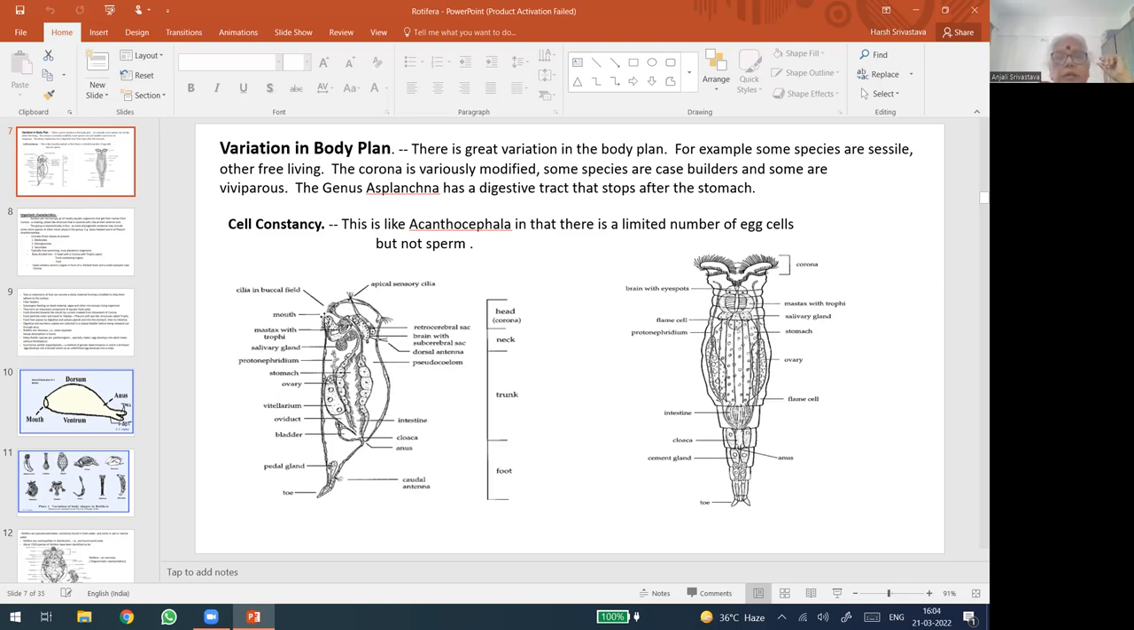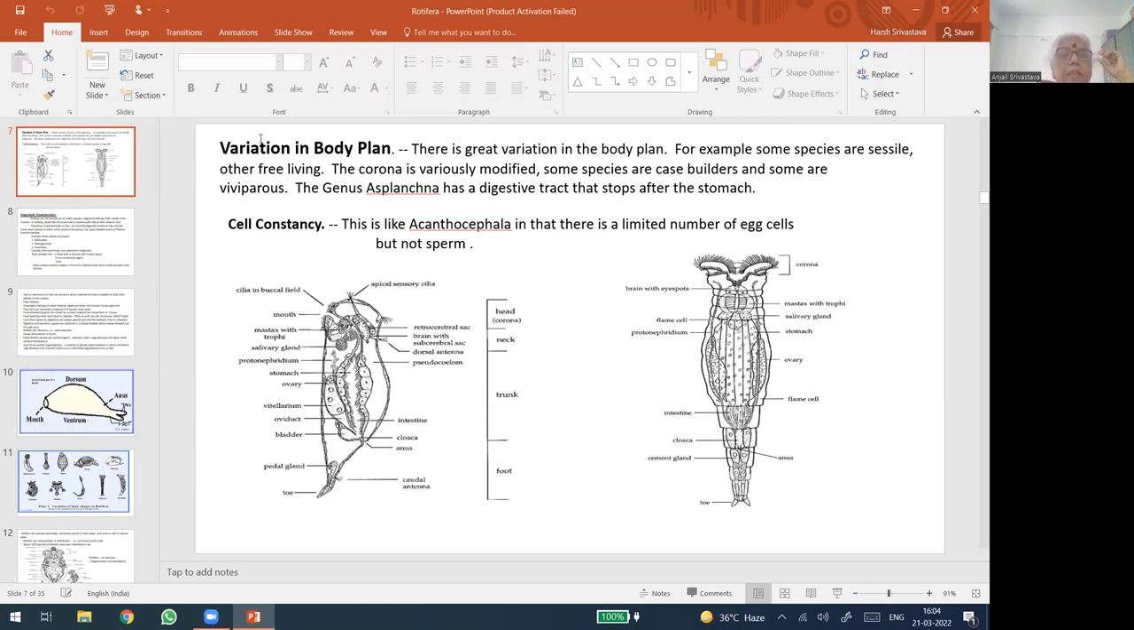This is the apical sensory cilia. This is the corona part, very beautifully shown here. Of course, all these diagrams are diagrammatic. This is laterally the head, neck, trunk and foot. This is the foot bearing two toes, and these are the internal parts, the anatomical parts that we will see one by one when we study the anatomy. This is the generalized body plan.